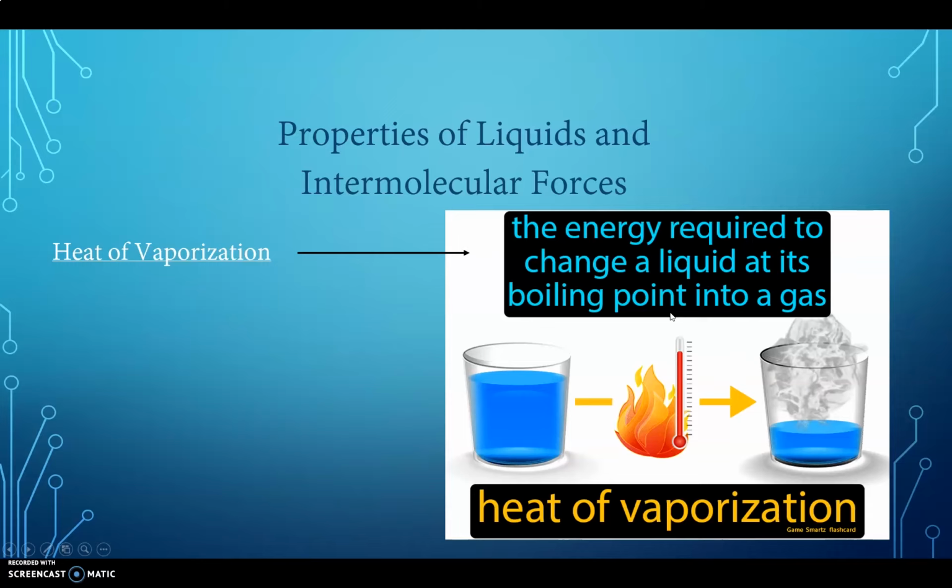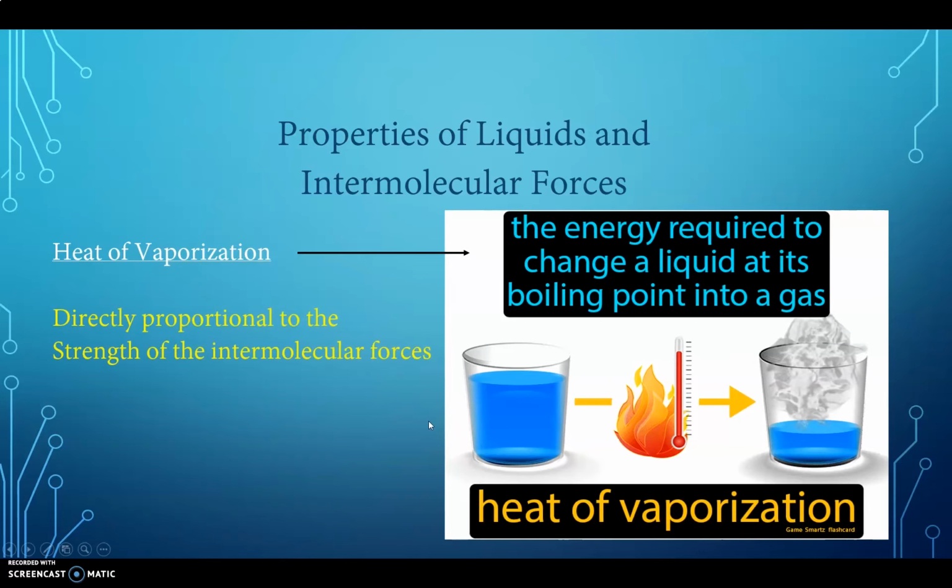So, how do we suppose these two would be related? If you think about it, if the bonds in the liquid are stronger, it should take more energy to break those bonds. So we would anticipate that, like our first three properties, it's going to be directly proportional. So of the 5 properties that we studied, only the vapor pressure was inversely proportional to the intermolecular forces. The other 4 were all directly proportional.